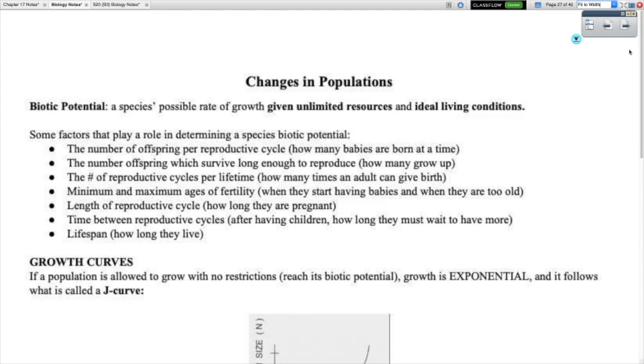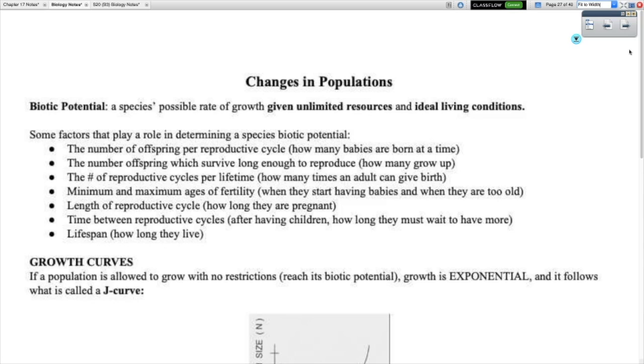So we're now kind of shifting to the second part of our biology unit. We've been looking a lot at ecosystems. Now we're going to start looking more at changes in populations within ecosystems. So how do populations change and evolve over time? Okay, so we'll begin with a definition here.